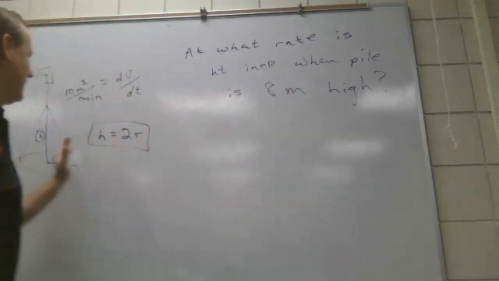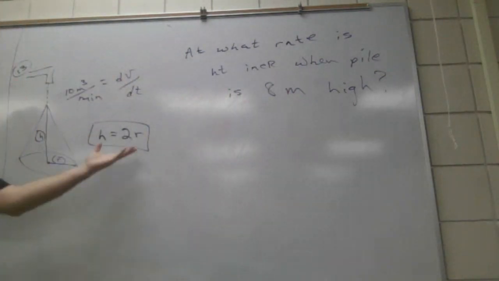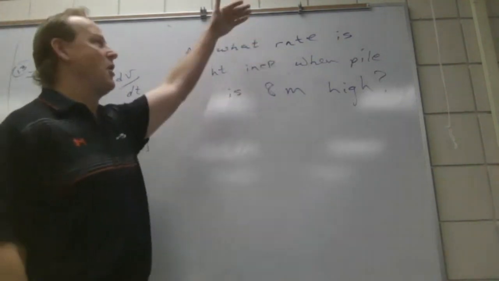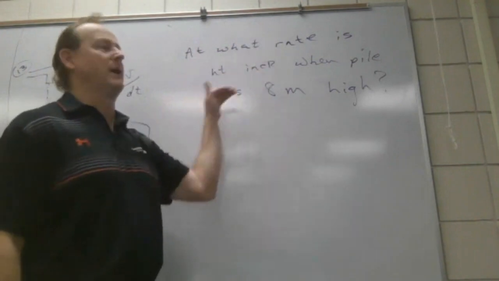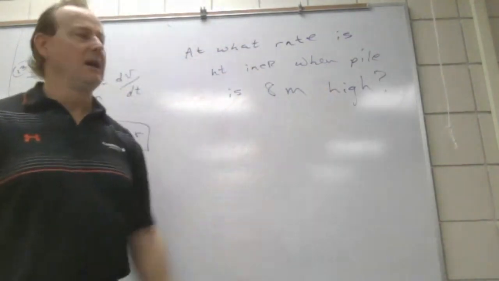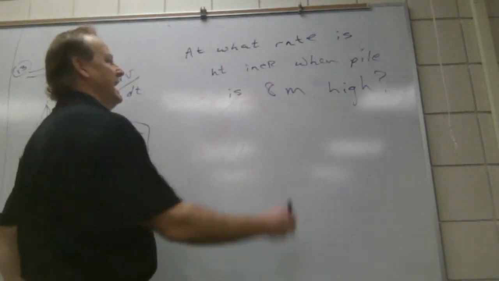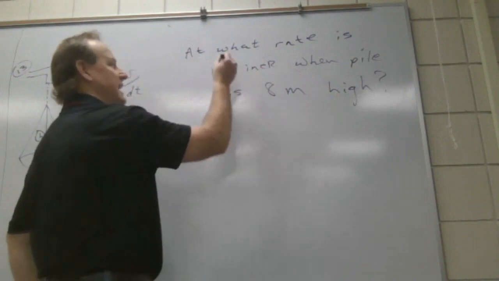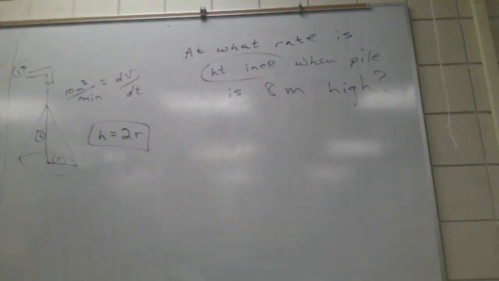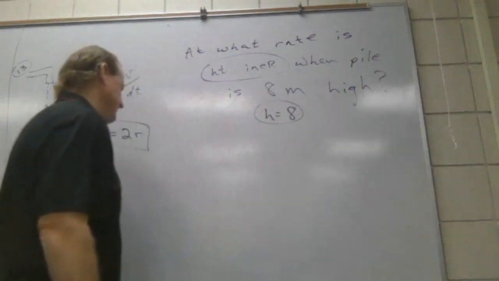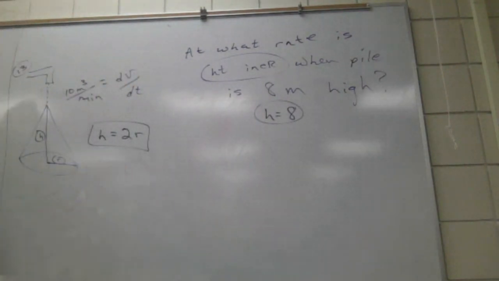At the point in time where you have 8 meters high, it's the same math. What would the radius be? It'd be 4 meters, right? So we could figure that out. I could also have said at what rate is the height increasing when the radius is 4 meters. But the reality is they put everything in terms of the height. So we want at what rate is the height increasing? What letter is that? H. And then H equals 8 meters at that point in time, right? So what equation do you know? We've got dV/dt, right?